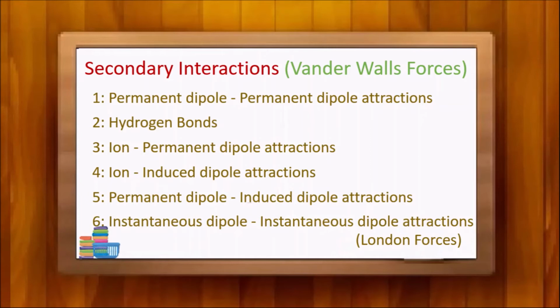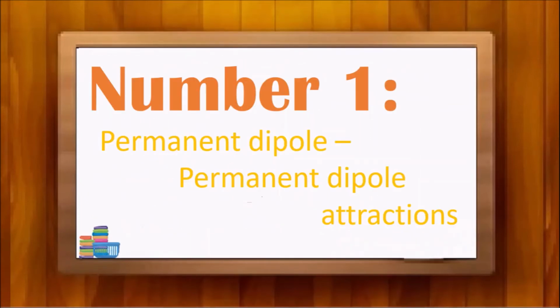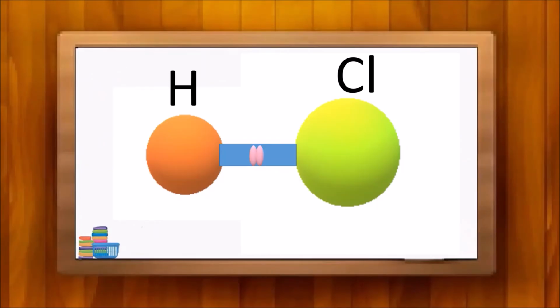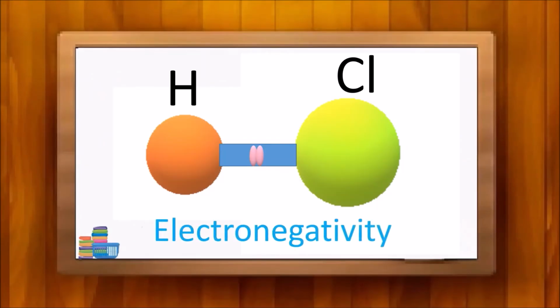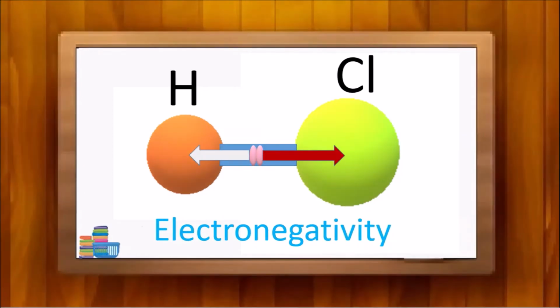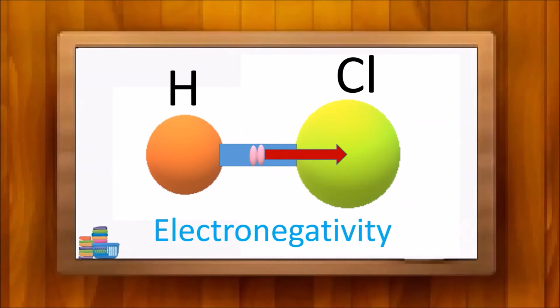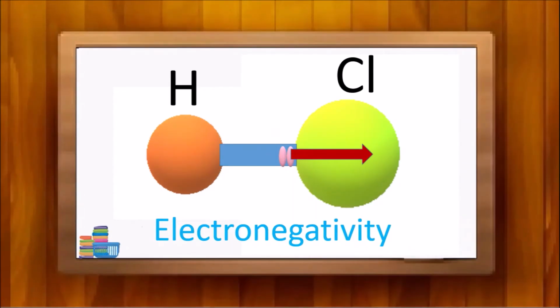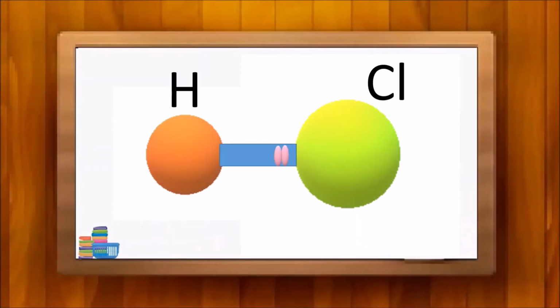Then let's consider how each of these attractions gets created. Number 1, permanent dipole attractions. What is a permanent dipole? Every atom bonded covalently owns an electronegativity, which refers to the ability to attract the common electrons towards itself. So the elements with high electronegativities attract the common electrons towards themselves when covalently bonded. Then their electron clouds become rich. The electronegativity varies from element to element.